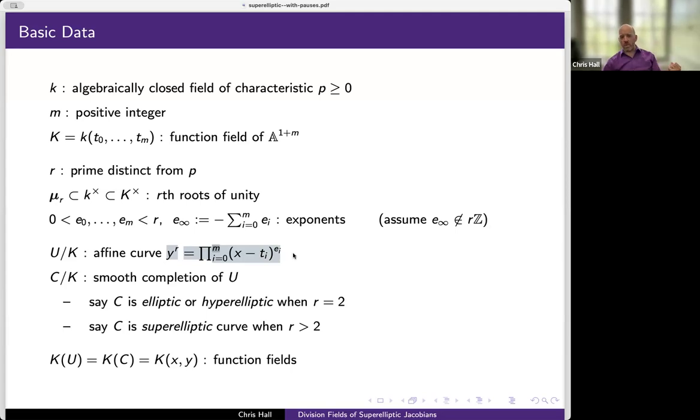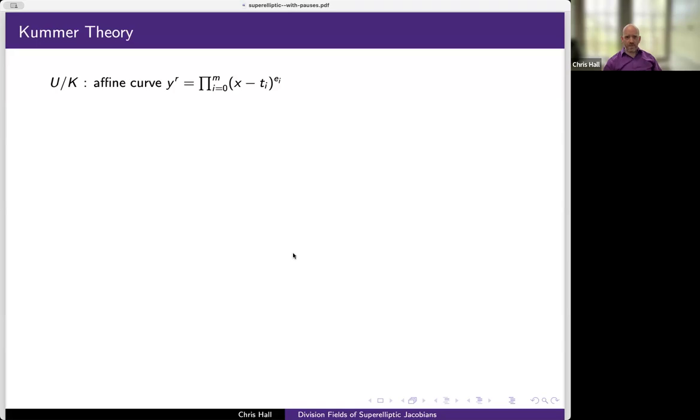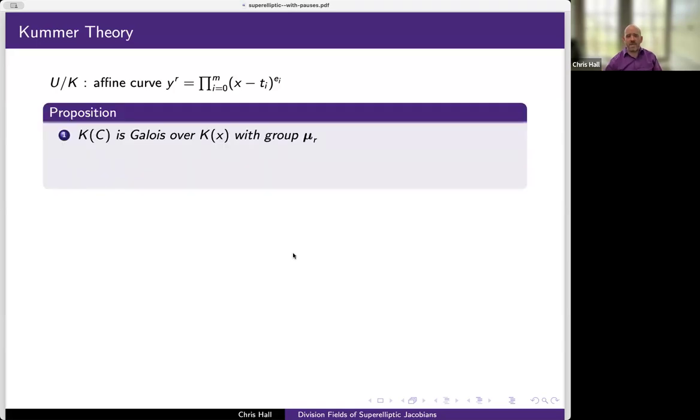All right, so here's our data. We've got a function field we're working over. We've got some superelliptic curve, an affine model we're working with, and we're going to think about its function field. So I'll remind you, this is our affine curve, and I want to just give you some facts about this curve and really the function fields as well.